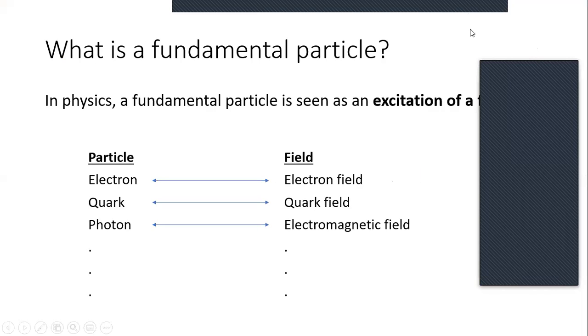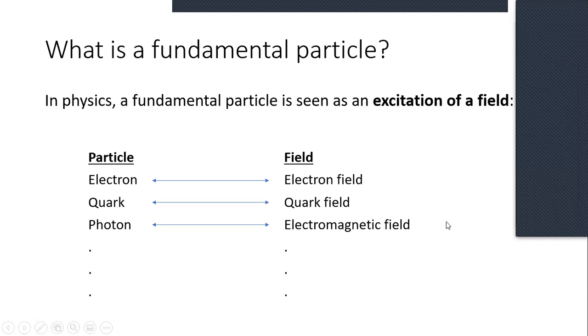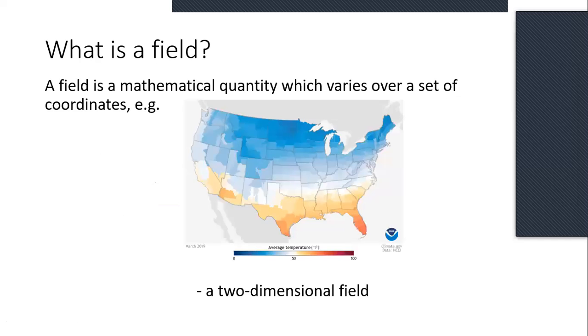So start with the question: what is a fundamental particle? In physics, a fundamental particle is seen as an excitation of a field. So, for example, the electron is seen as an excitation of the electron field, the quark as an excitation of the quark field, the photon, the particle of light, as an excitation of the electromagnetic field, and so forth. Which begs the question, what is a field?